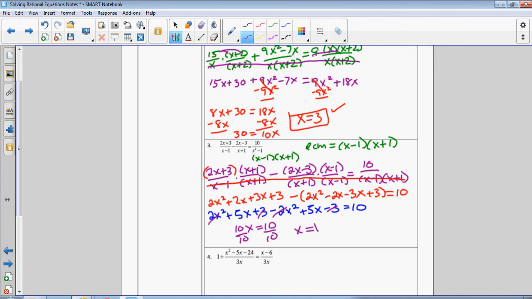And now I need to plug x equals 1 into my denominators. So when I plug x equals 1 into x minus 1, that makes 0. And you cannot have 0 in your denominator. So I have to cancel this answer out and write that this problem has no solution.